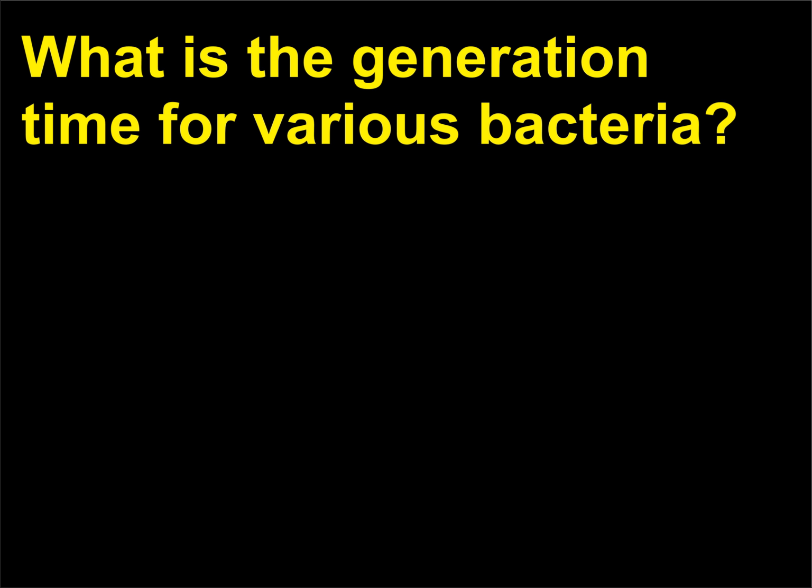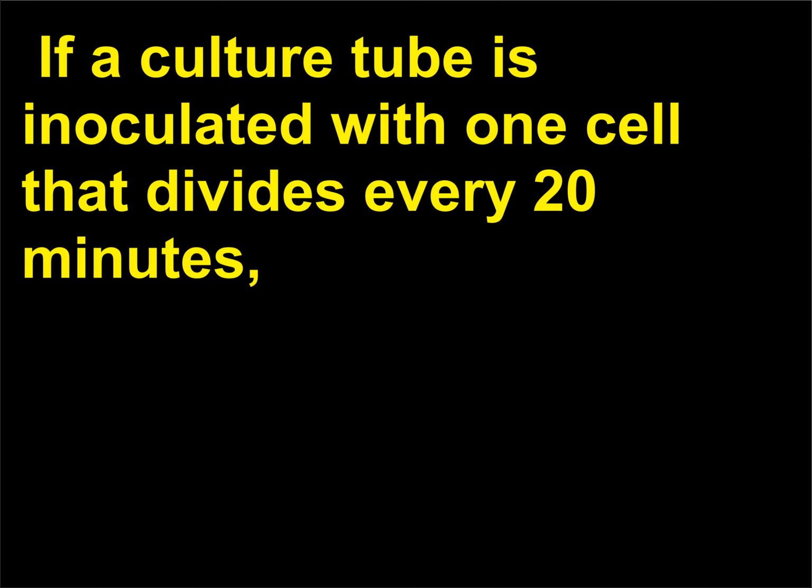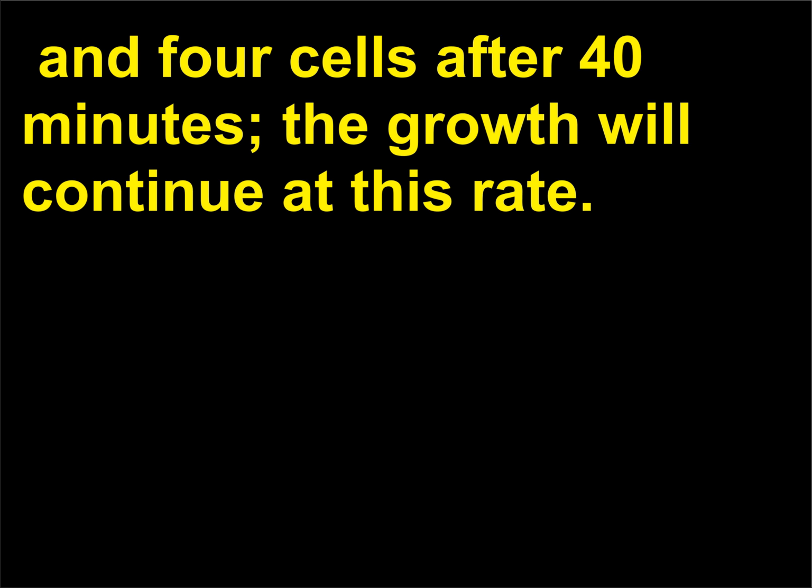What is the generation time for various bacteria? Generation time is defined as the time required for a bacterial population to double in its number. If a culture tube is inoculated with one cell that divides every 20 minutes, the total cell population will grow to 2 cells after a period of 20 minutes, and 4 cells after 40 minutes. The growth will continue at this rate.